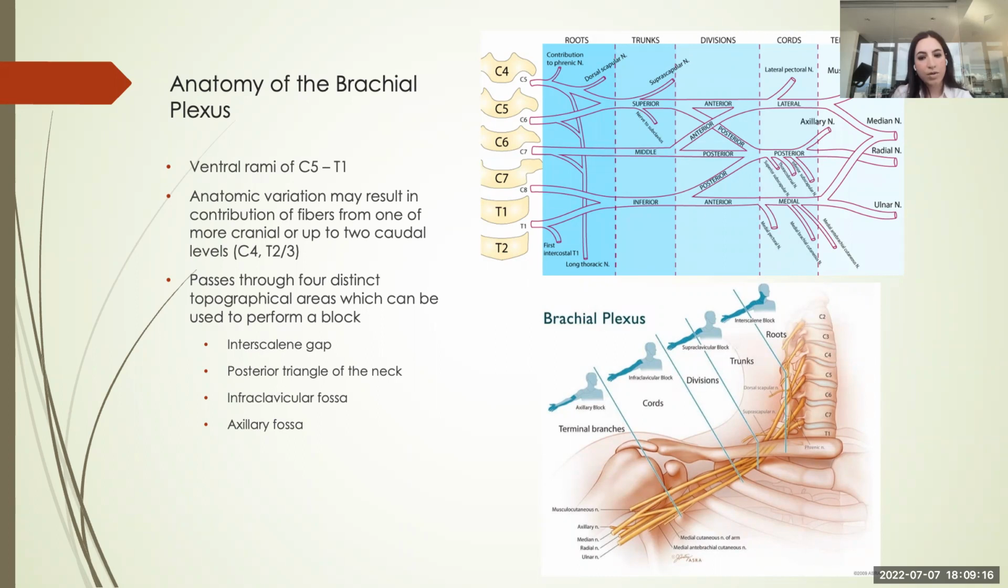And along its course from proximal to distal, the brachial plexus passes through four distinct topographical areas that we can use to block the brachial plexus. The interscalene gap is where we perform the interscalene block, targeting the nerve roots of the brachial plexus. The posterior triangle of the neck is where we would traditionally do our supraclavicular block, targeting the distal trunks and the proximal divisions. The infraclavicular block targets the cords, and the axillary block, the terminal branches.